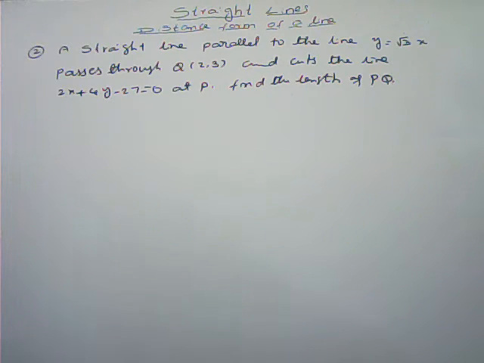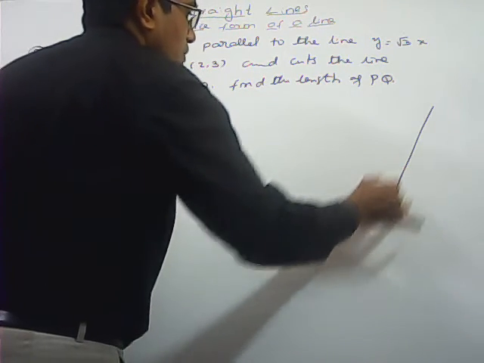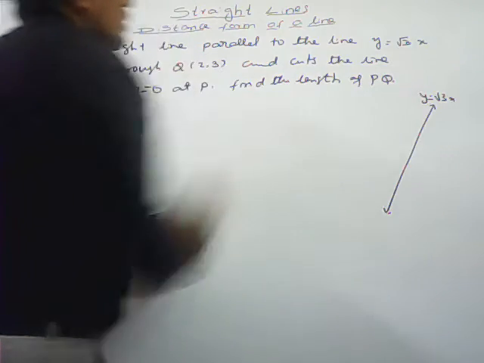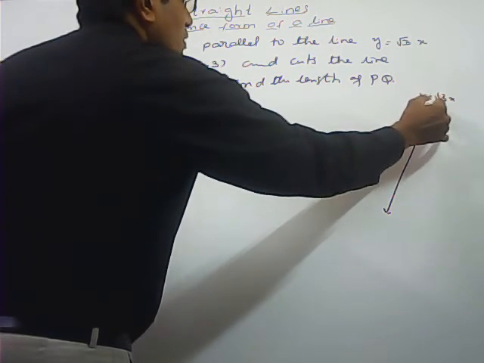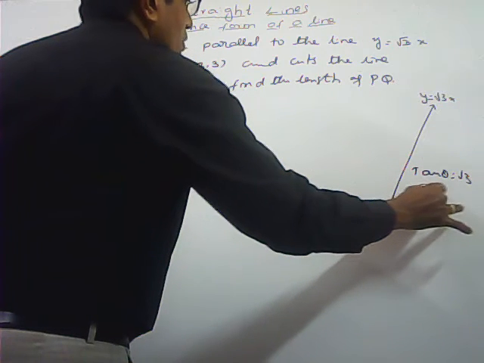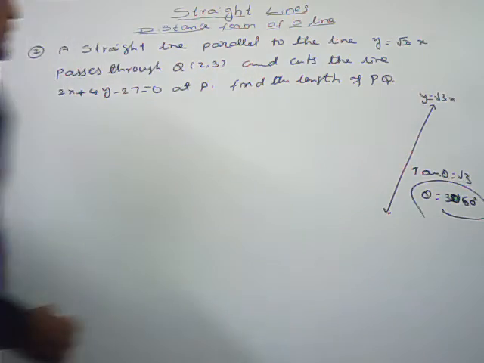Next one. A straight line parallel to the line y is equal to root 3 x passes through the point (2, 3) and cuts the line 2x plus 4y minus 27 equals 0 at P. Find the length of PQ. Now here you can see y is equal to root 3 x is there. Roughly I am drawing that one. y is equal to root 3 x. What is the slope of that one? y is equal to mx. So tan theta is equal to root 3 only. So theta is equal to 60 degrees. Here also theta is 60 degrees only.